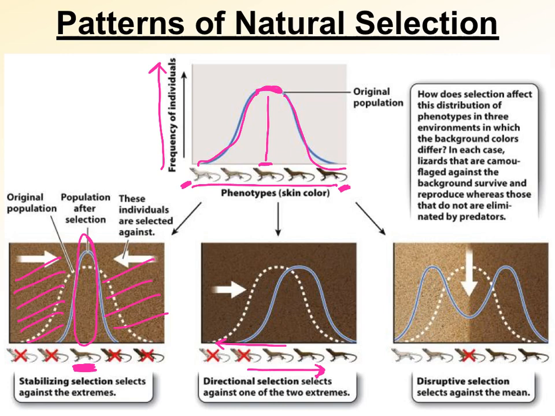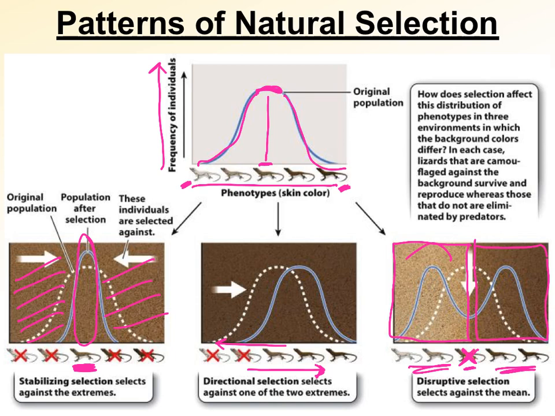So in this case, let's say you had a light colored background and you had a dark colored background, but you didn't have anything in between. Then you would select for the lighter mice and the darker mice. They would each do well, and then the middle ground, they would not do well and they would not survive. This is called disruptive selection.